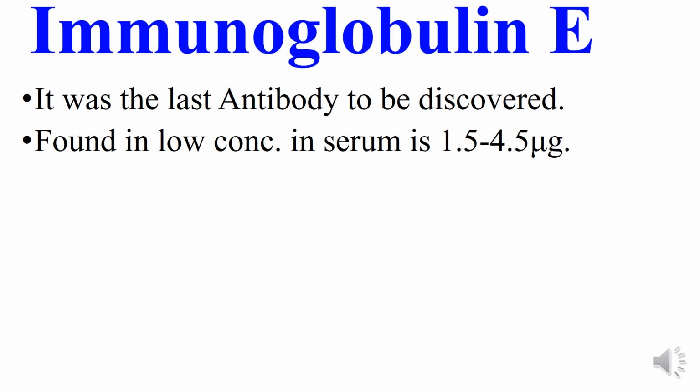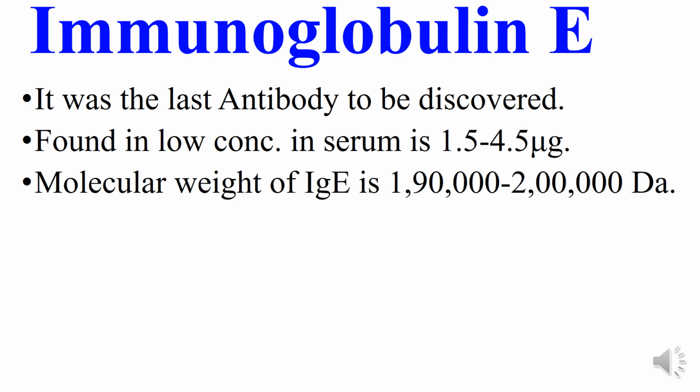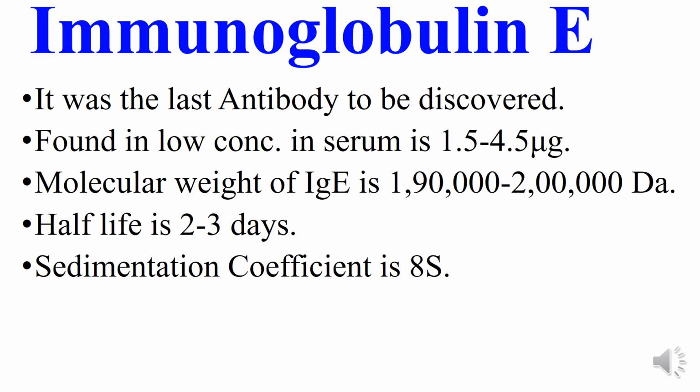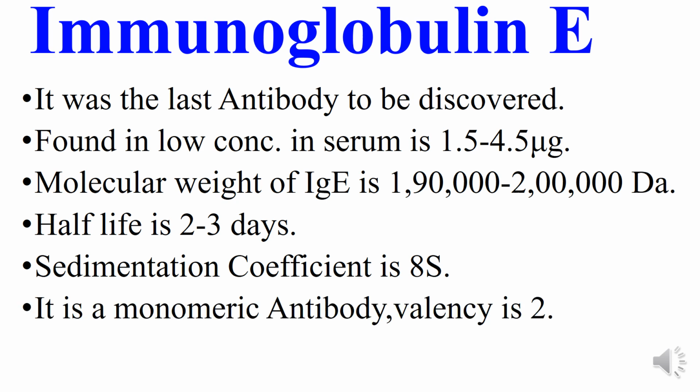IgE is found in very low concentrations in serum, which is around 1.5 to 4.5 micrograms. Molecular weight is around 1,90,000 to 2 lakh Daltons. Half-life is very short, which is around 2 to 3 days, and serum concentration, as you know, is also very low in normal persons. Sedimentation coefficient is around 8 Svedberg units. It is a monomeric antibody having a valency of 2.